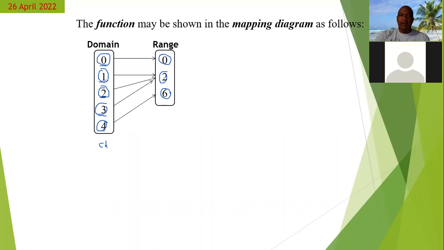many-to-one. Because if you look at child number 1, number 2, and number 3, these are many children going to one mother. So this is many in the domain to one in the range. So this is a many-to-one mapping. Is that clear?